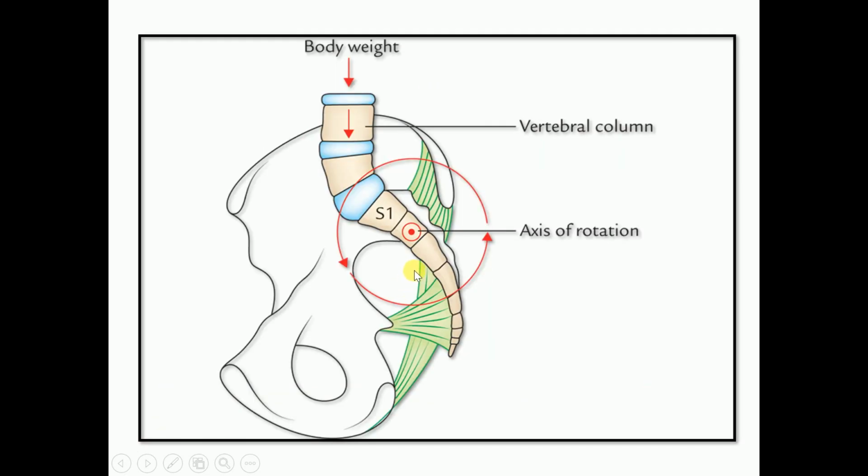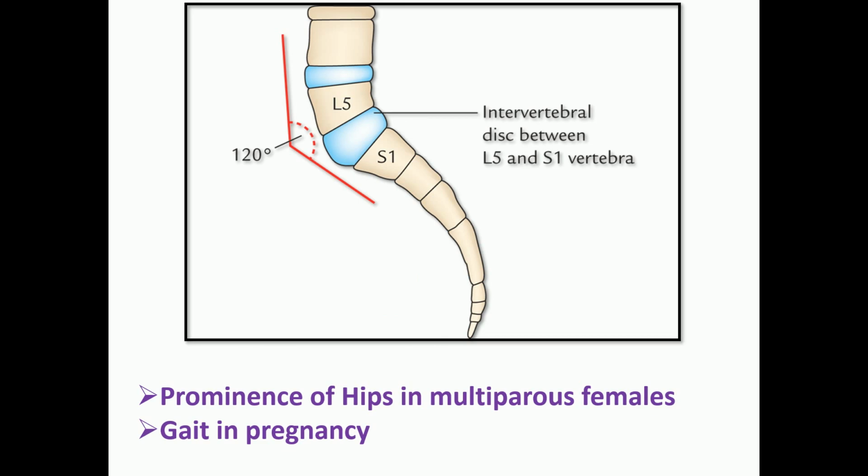Now, clinical correlation of these joints. First is the prominence of the hips in multiparous females. During pregnancy, particularly in the last trimester, the pelvic joints are relaxed by the hormone relaxin to provide smooth passage of the baby. After childbirth, these ligaments tighten up again but never regain their original efficiency. So what can occur? The pelvis widens and the hips become more prominent in multiparous females.